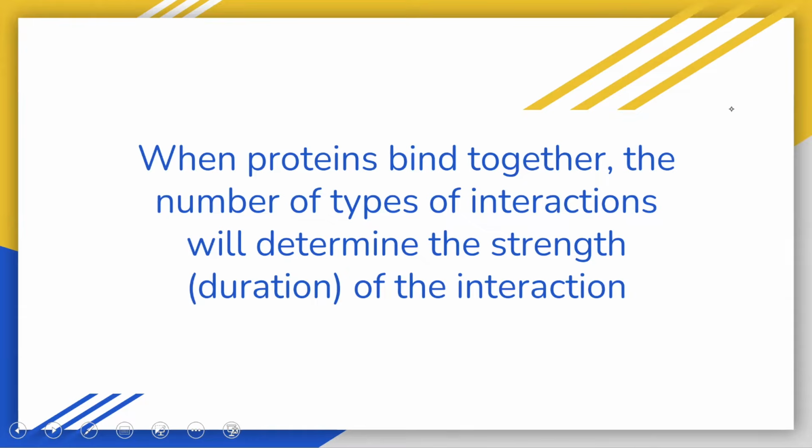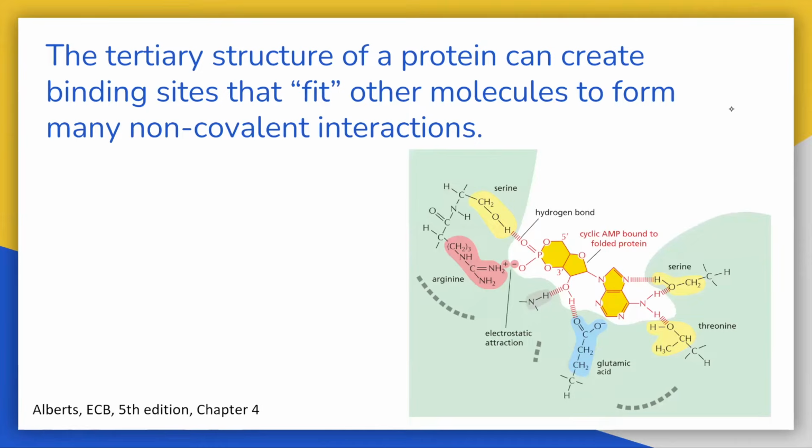So when these proteins bind together, the number and types of interactions determine the strength and the duration of that interaction, which again can be defined as the binding affinity. So the protein that makes this up has several layers of structure. Remember that the tertiary structure comes from the side chains.